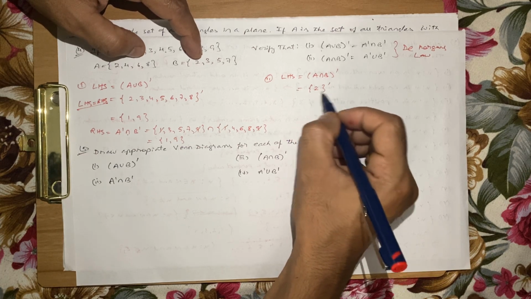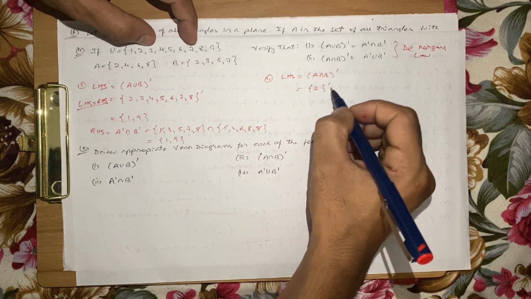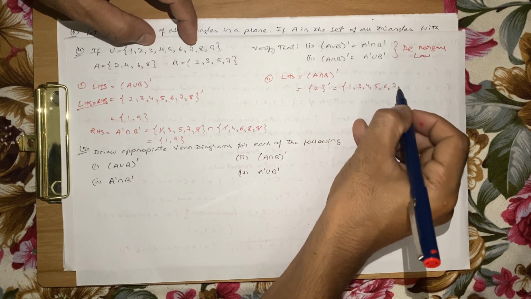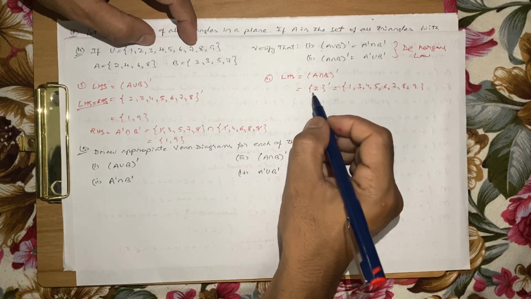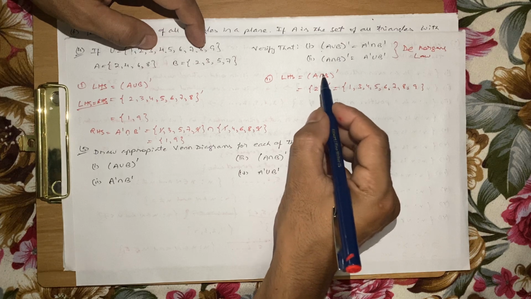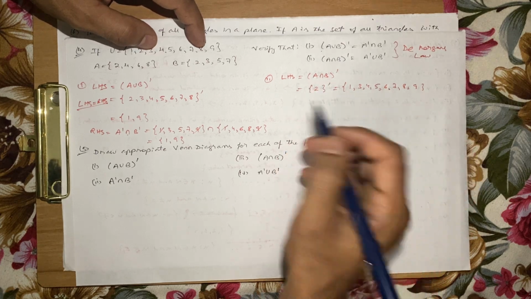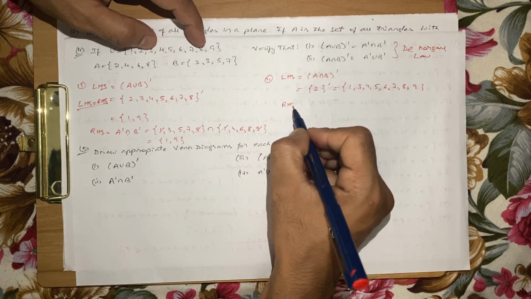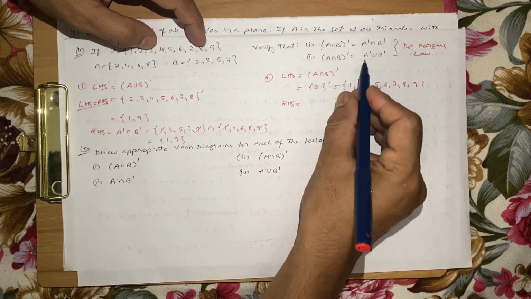Then I need to do the complement. So what is the complement of this set when compared to the universal set? It will be 1, 3, 4, 5, 6, 7, 8 and 9. Apart from 2, all the other elements that are present in the universal set, because 2 is present in A intersection B and I am doing the complement. So this is A intersection B complement. Now let's take the right hand side.